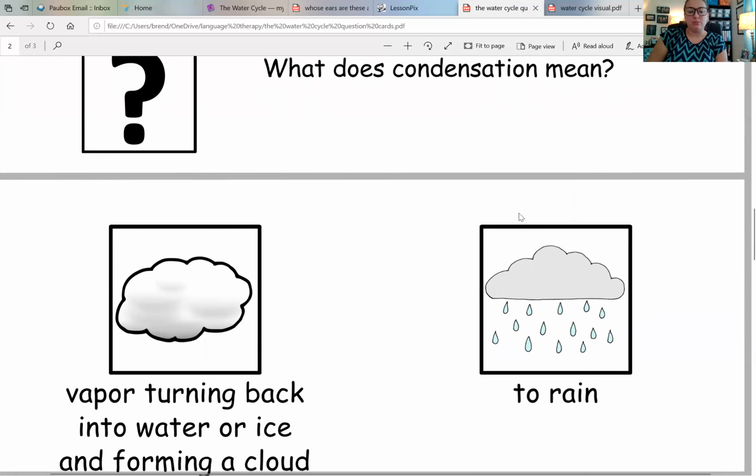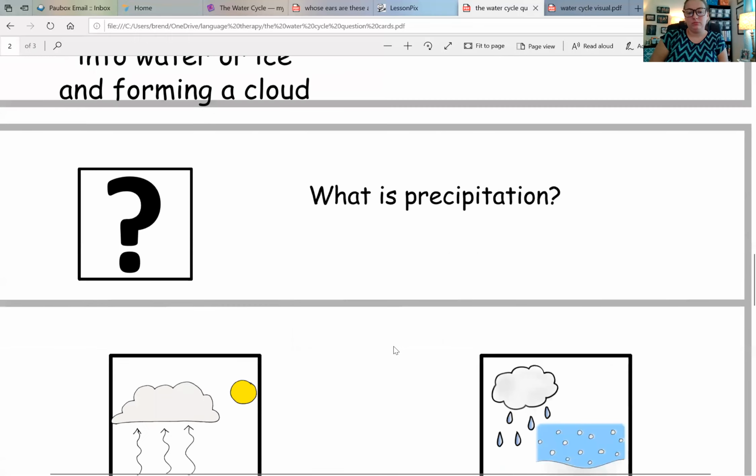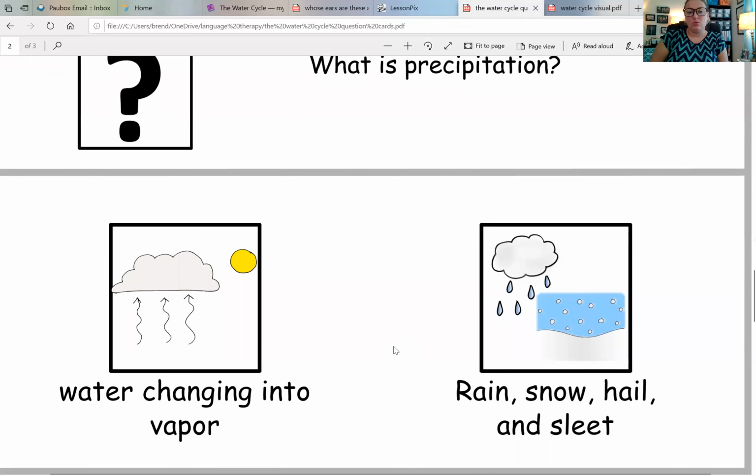What does condensation mean? So condensation is when that vapor, that gas that's in the cloud, turns back into water or ice. And then that helps form the cloud, and the cloud gets heavy. What is precipitation? Okay, so this happens when the clouds get too heavy. So precipitation is rain, snow, hail, and sleet. Those are all forms of precipitation.